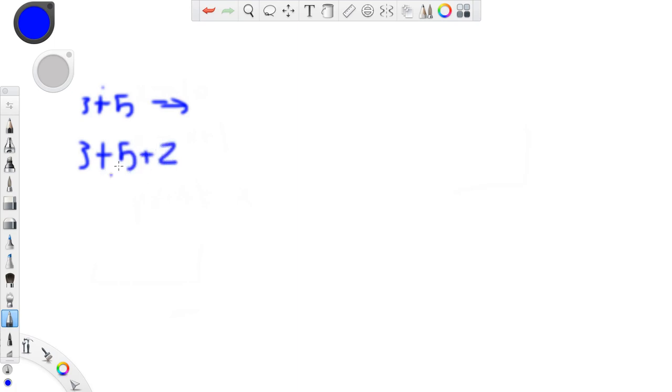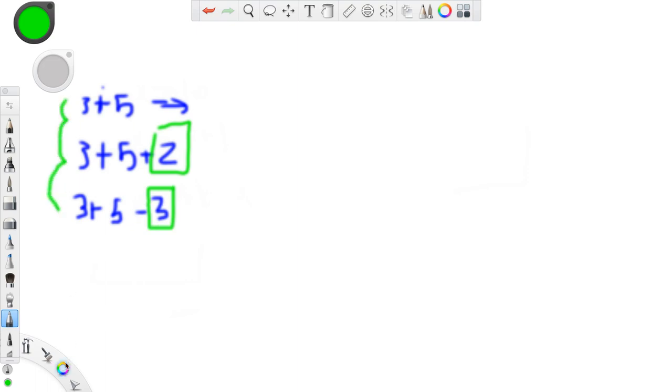Then you want to subtract 3 from it. So you say 3 plus 5 minus 3, which is you did 2 processes on this number. You first added 2 to it, then you subtracted 3. Now think about you want to do the same 3 steps on 2 different numbers. What will you do? You say, okay, let's suppose between 6 and 8.